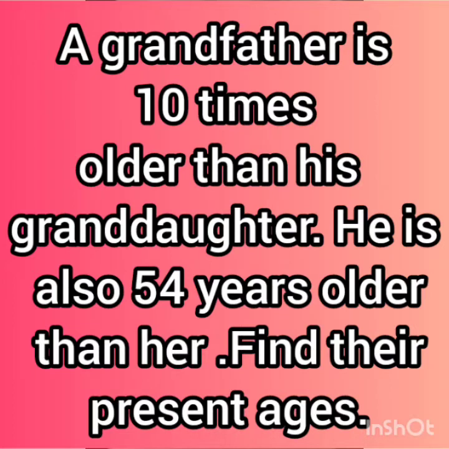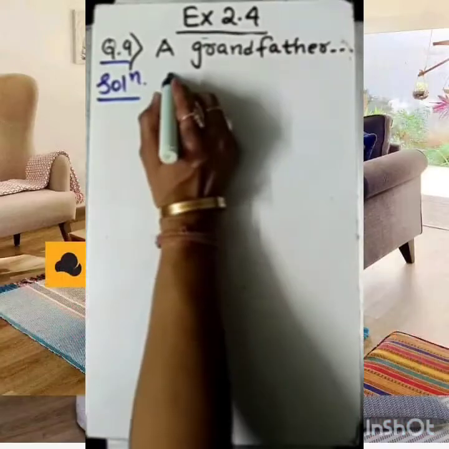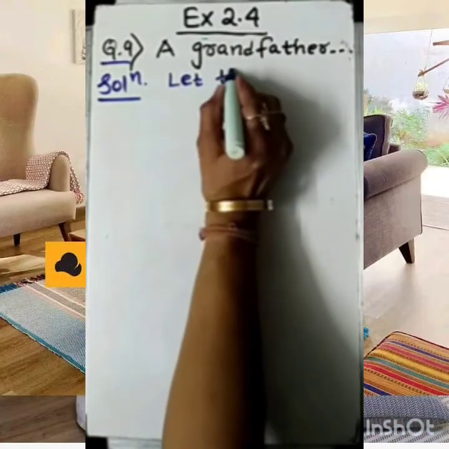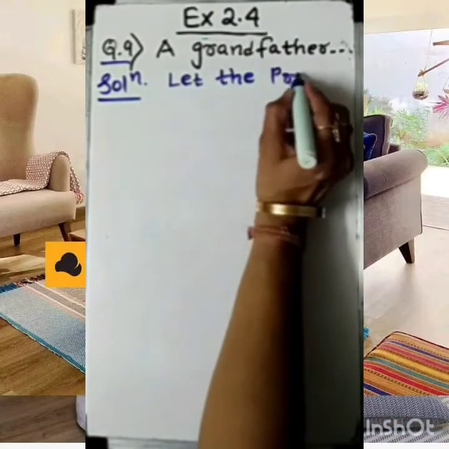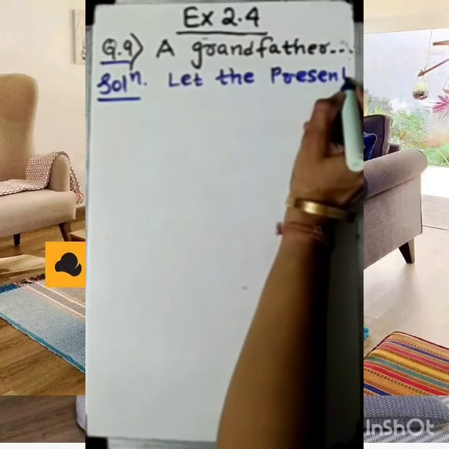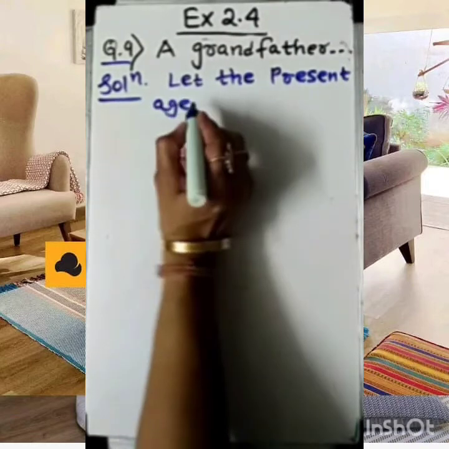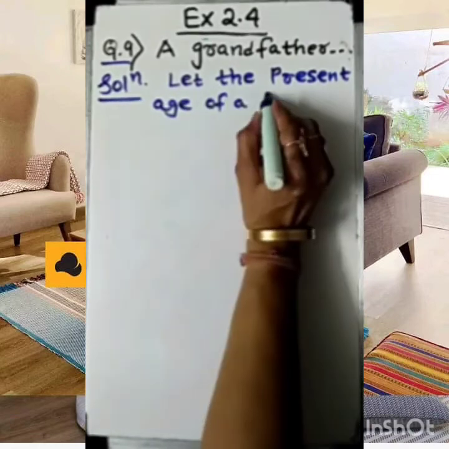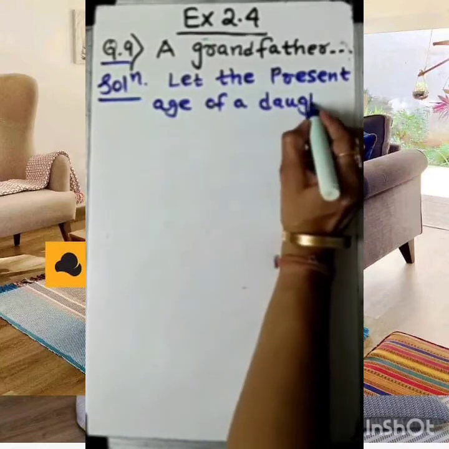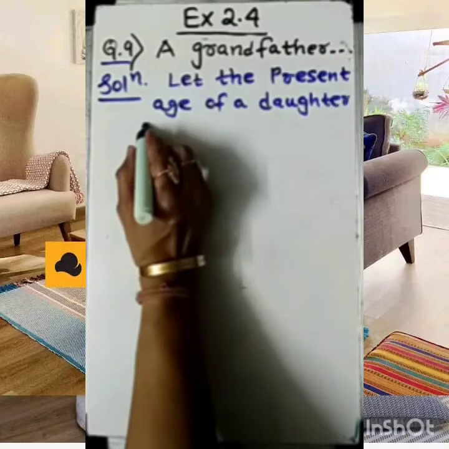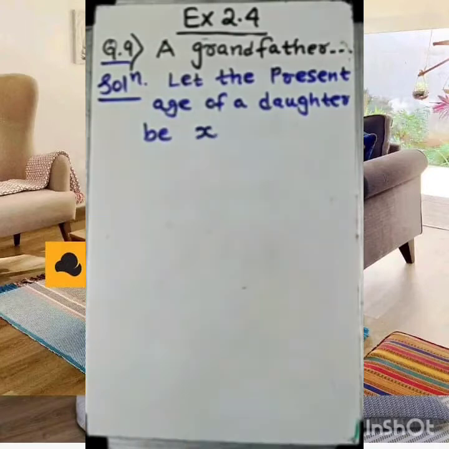What we are given, again I am explaining, the grandfather is 10 times older than his granddaughter. Do we know the present age of the granddaughter? No. So let's begin from there. Let the present age of the granddaughter we are considering be x. Okay, the present age of granddaughter we are considering x.